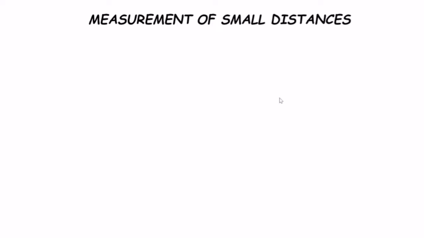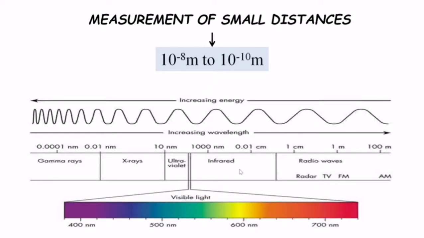Now the second topic under length measurement is measuring small distances. We saw that using a spherometer we can measure length of order of 10 power minus 5 meter. But what about length below that, like 10 power minus 8 or 10 power minus 10 meters? Now you might be familiar with the different forms of light or rays, you can say.